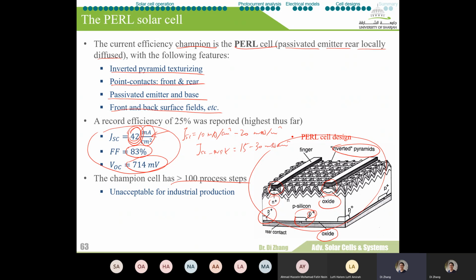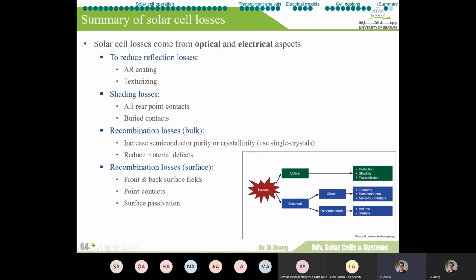That trade-off is going to be a constant theme throughout the lectures, throughout Solar PV and throughout this lecture as well. So keep this in mind. So that is actually the PERL cell.